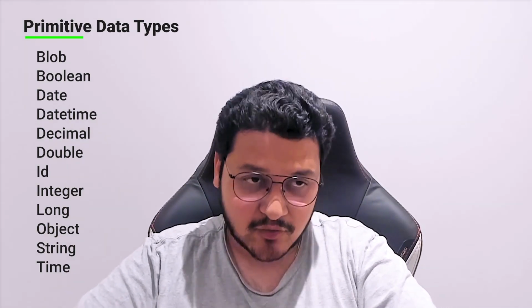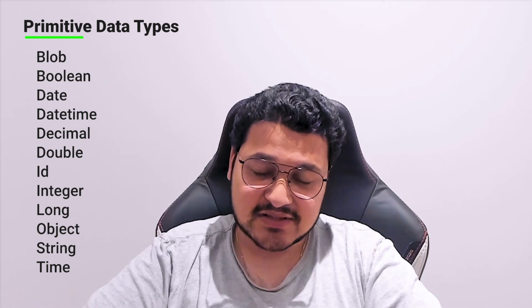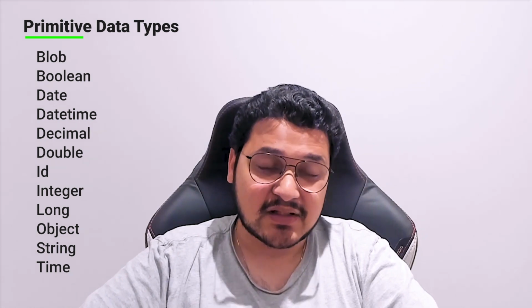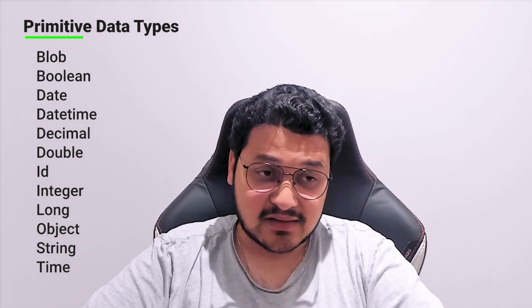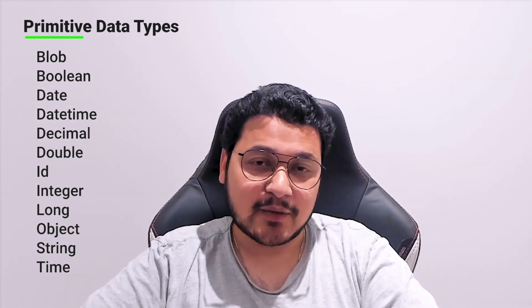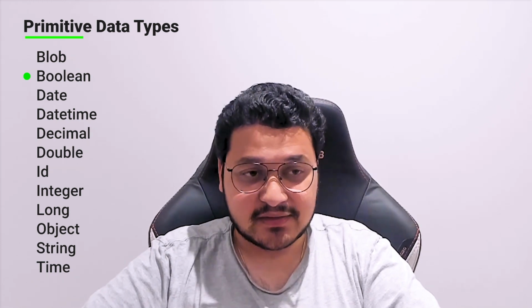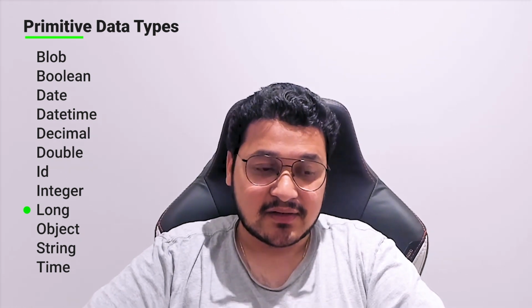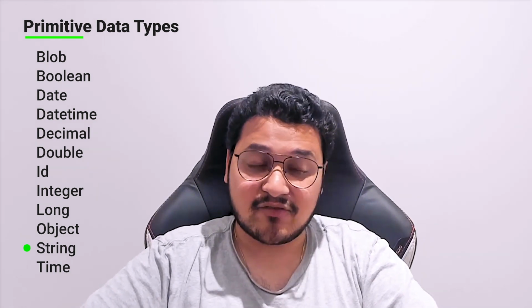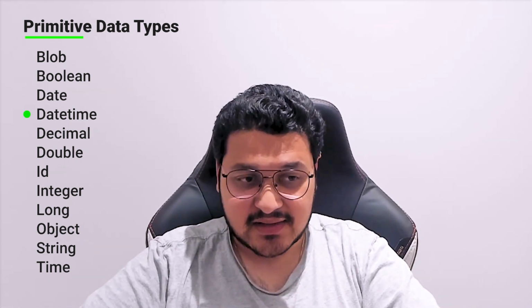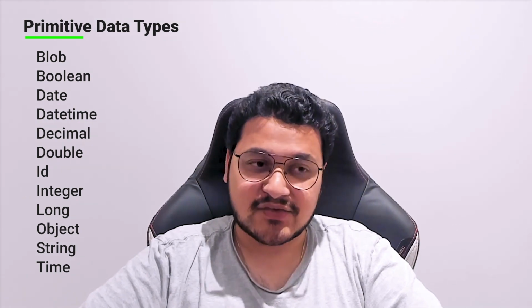So let's talk about primitive data types. In the previous video, we understood some basic programming concepts, and here we are going to talk about which data types are available within Apex. The following data types are available in Apex: blob, Boolean, date, datetime, decimal, double, ID, integer, long, then object, string, and time. A couple of them are straight away understandable, like date, datetime, integer, and time.